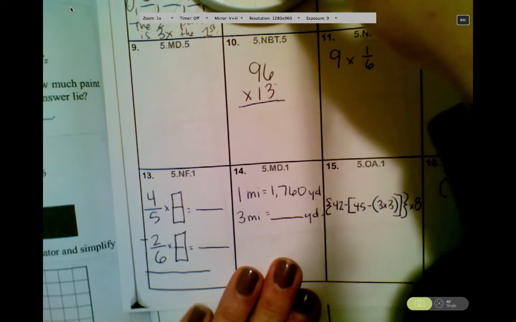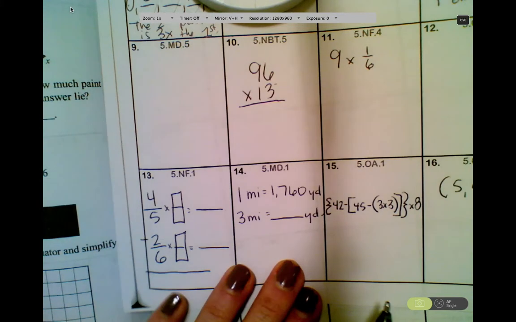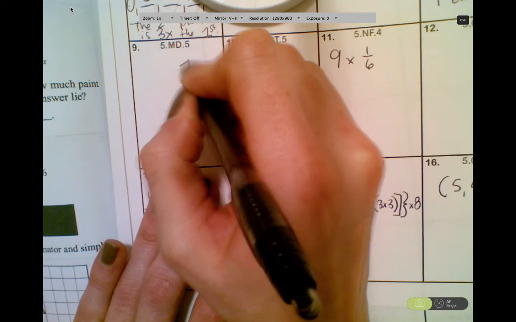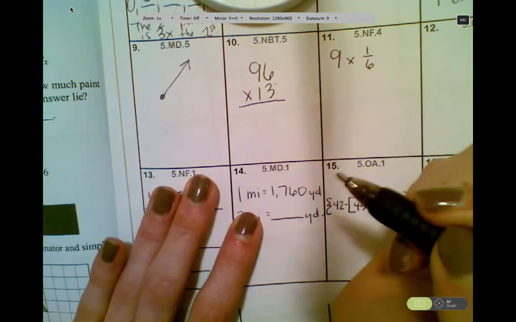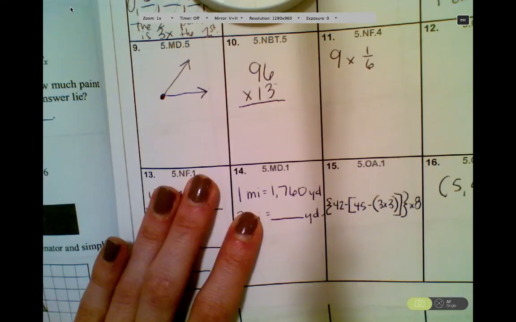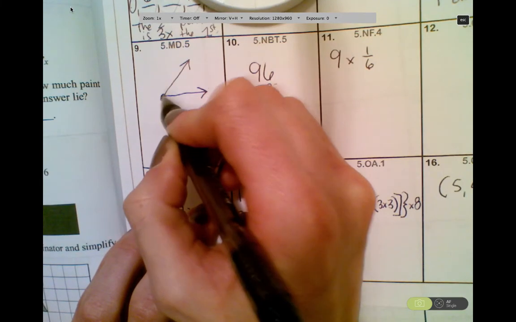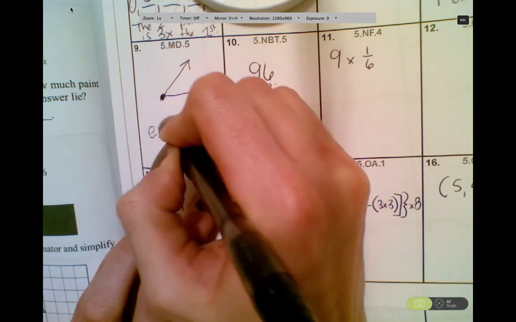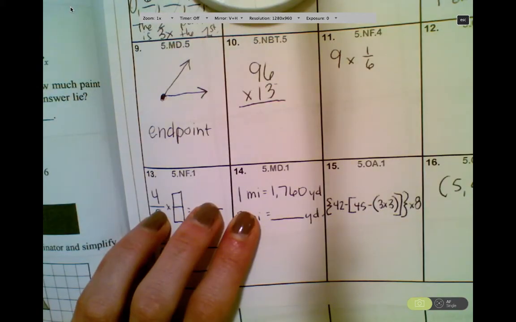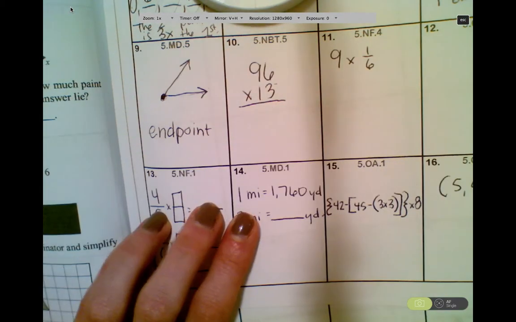Okay, number 9. Angles are formed whenever 2 rays share a common what? Well, here is an angle. I guess first there's a ray. And here's another ray. And it did form an angle. And this part where they meet on each ray is called an endpoint. So angles are formed whenever 2 rays share their endpoint.